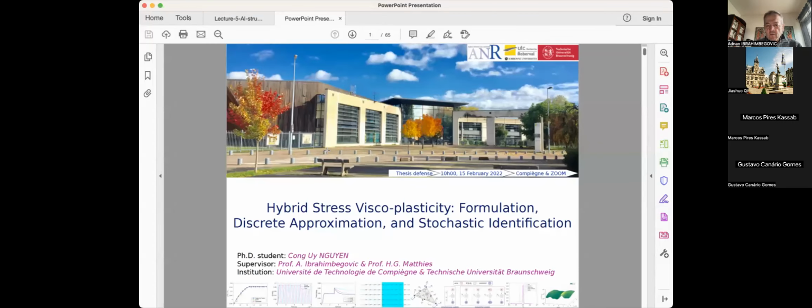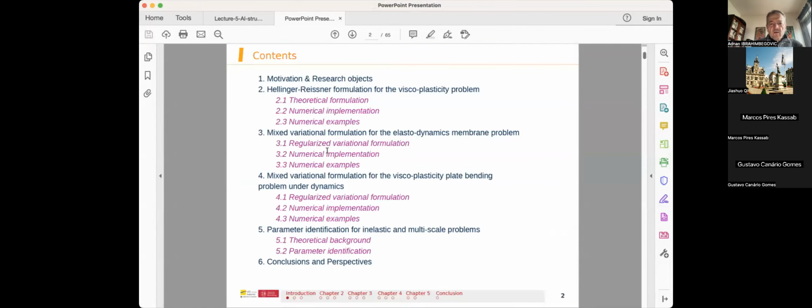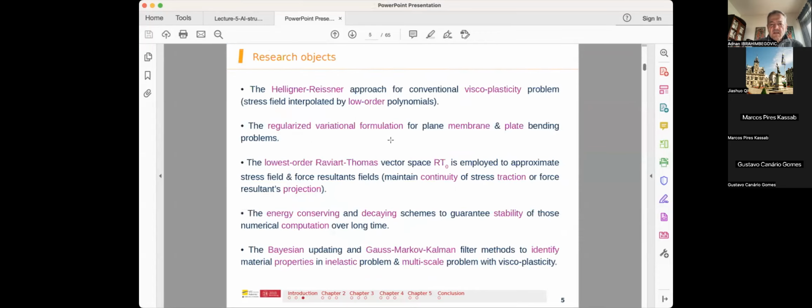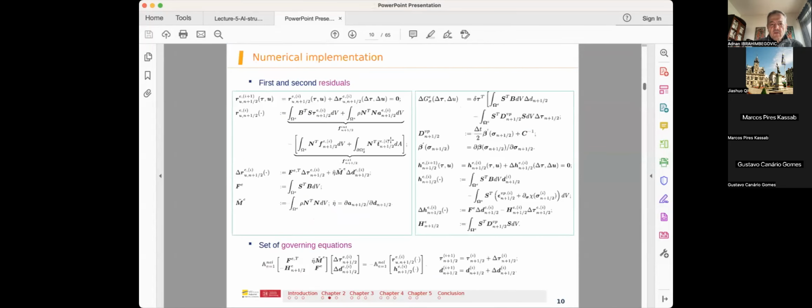building the response in dynamics. Namely, this is recent work of one of my PhD students who defended his thesis only a couple of years ago. Basically, the idea is that we studied a hybrid stress viscoplastic formulation, and we wanted to develop membrane elements for dynamics which are able to represent the wave propagation problem. So let me skip that. I want to develop this mixed variational form for the elastodynamics membrane problem. Plasticity and such we already studied, so I'll forget about that.